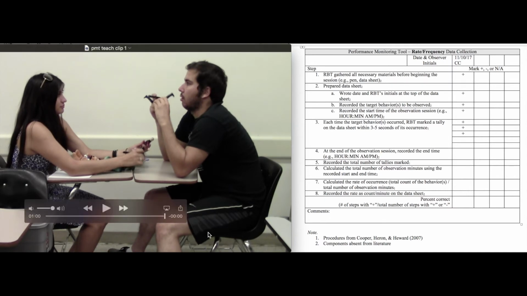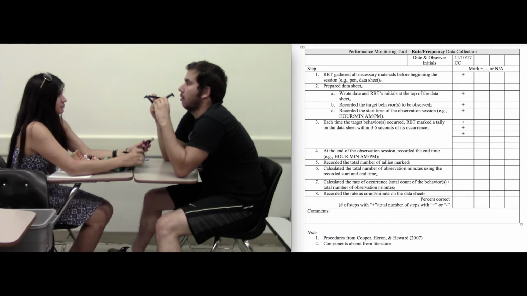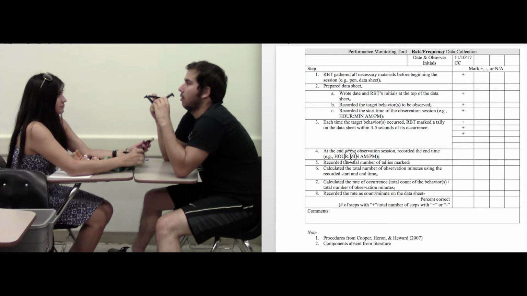Okay, so that was the end of that observation. Within the minute that we watched Grecia working with Vahe, he hit her 3 times, and she made a tally within 3 to 5 seconds each time that he hit her. So she got a plus for each of those occurrences. The next step that we're going to look at is number 4. At the end of the observation session, does Grecia record the end time?